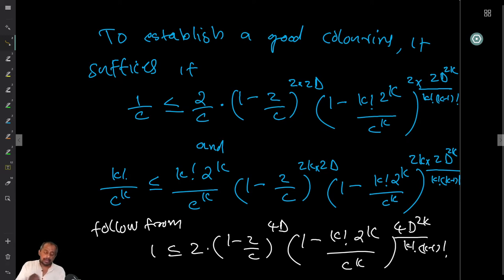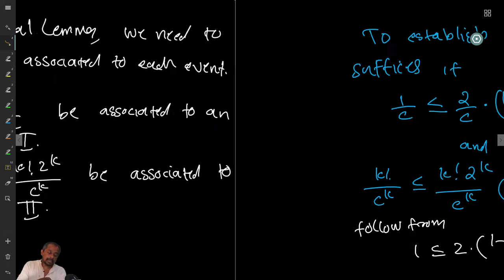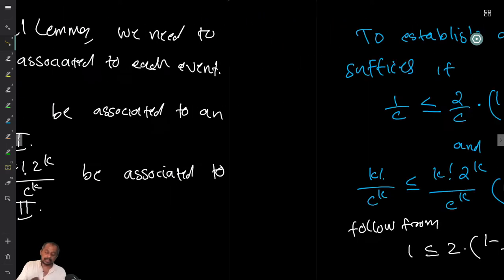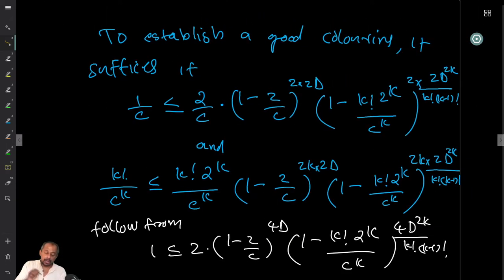Which is for the type 2 event intersecting a type 1 event, right? Now, a type 2 event has k plus k, that is 2k edges, right? S1 and S2 both have k edges. And one edge can be part of at most 2 delta events of type 1. So therefore it is 2k into 2 delta, 4k delta. And then similarly, 1 minus k factorial 2 raised to k by c raised to k, whole raised to, again, 2k edges in the event. So 2k into the bound for 1 edge, therefore 2k into 2 delta raised to 2k by this one.